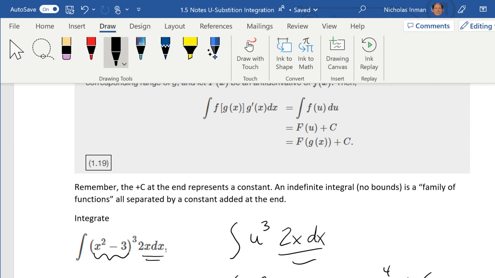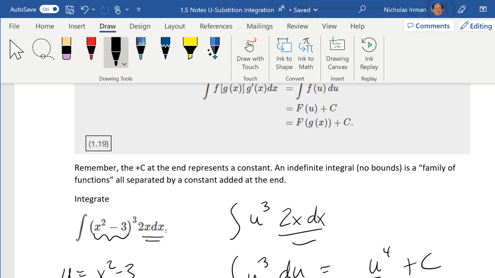but we didn't start with u's, so we have to re-substitute our stuff back in. Instead of u, we look at what we have. U is equal to x squared minus 3. So we replace u with what it's equal to, x squared minus 3. And we have plus c. So that's what this integral would look like.